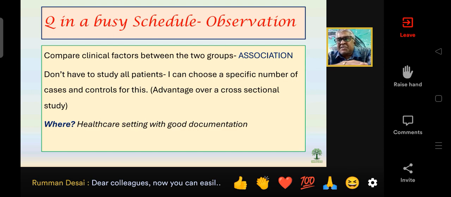You need a healthcare setting with good documentation to do it, because you're going back into the case records and you're going to look at those case records to see what's been done and what the clinical factors are. Infrastructure, diagnostic definitions, criteria for identification, assessments, all those things come into the picture. You need good documentation.